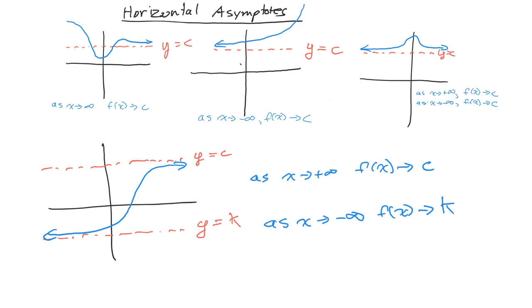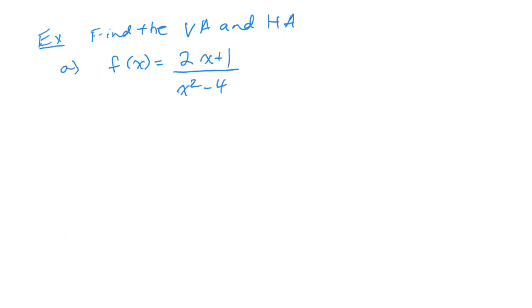So now let's do some examples where we're taking a look at how to find the asymptotes. Here's our first problem. We're going to find the vertical and horizontal asymptotes of this equation here: f of x is equal to 2x plus 1 over x squared minus 4.